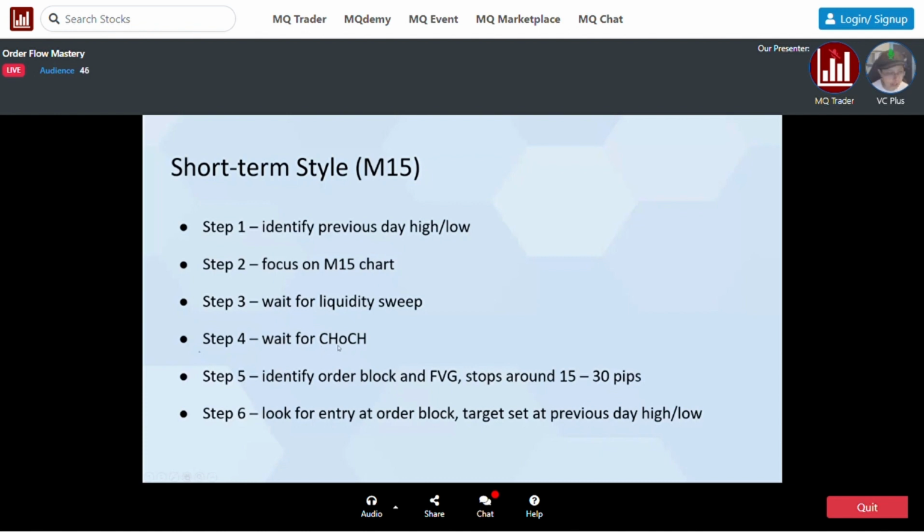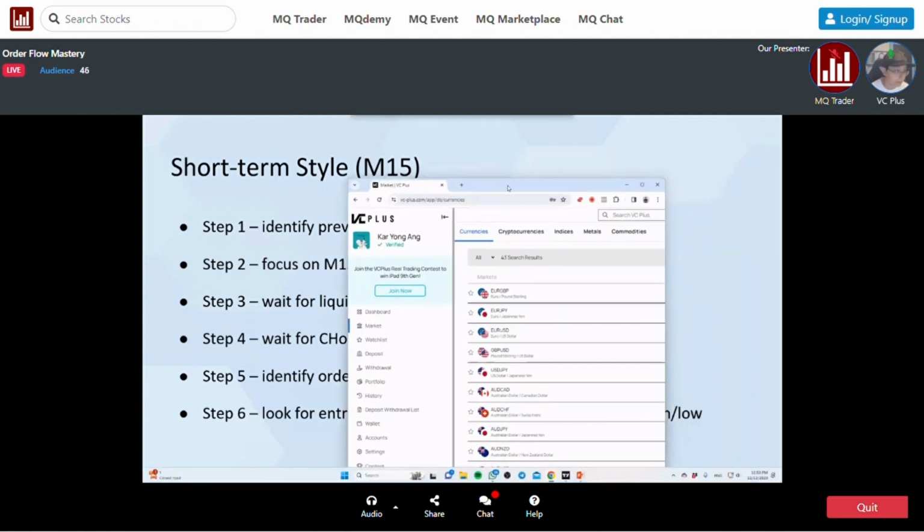In a while I'll show you some charts. After you get a change of character, that's where you identify where your order block is, where the demand and supply is, and where the fair value gap is. Then we look for entry around the order block. The typical stop loss we use is around 15 to 30 pips, with your target set at the previous day's opposite high or low. You can also use some fair value gaps to identify your targets. Let me very quickly show you an example.